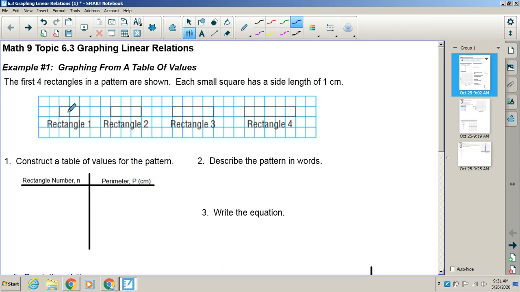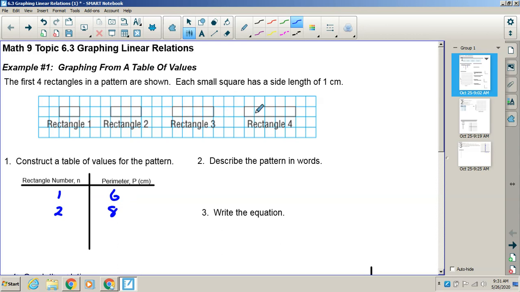A common mistake is people want to do area all the time, but we're talking about the perimeter of each of these rectangles. So if we make a table of values for this pattern, we have rectangle number 1. If we look at the perimeter, it'd be 1, 2, 3, 4, 5, 6. So if we count each one of those lines as one unit, that would have a perimeter of 6. Rectangle 2, we'd have a perimeter of 1, 2, 3, 4, 5, 6, 7, 8. So rectangle number 2 has a perimeter of 8.